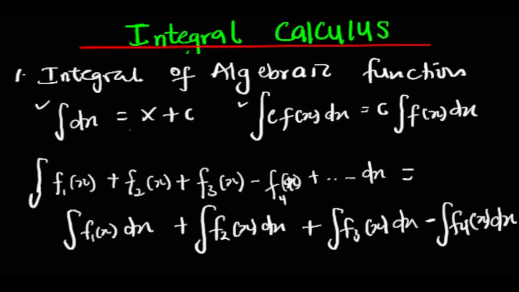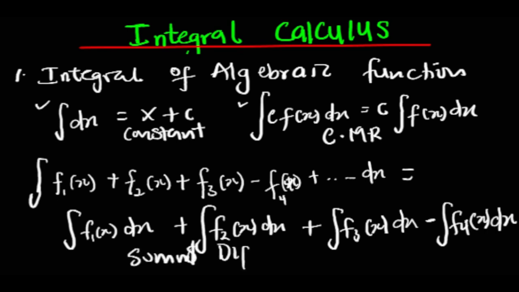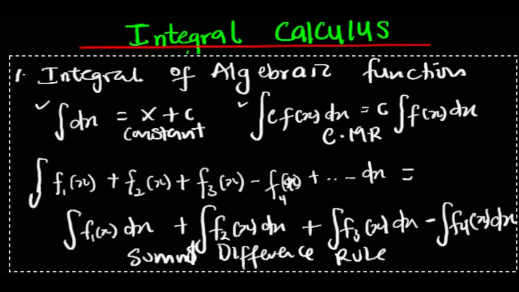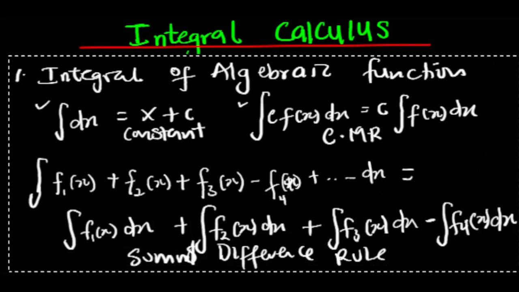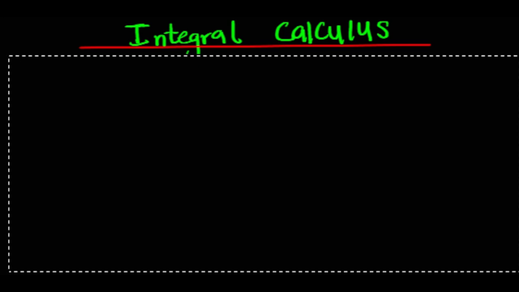So this is called the constant rule, while this one is called the constant multiple rule, right? And this one is called the sum and difference rule. So that's basically what these are called. You have many other rules that I'm going to show here, so let's just go ahead.